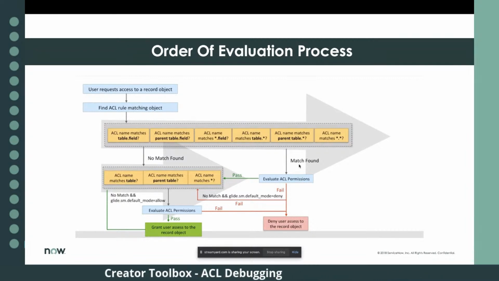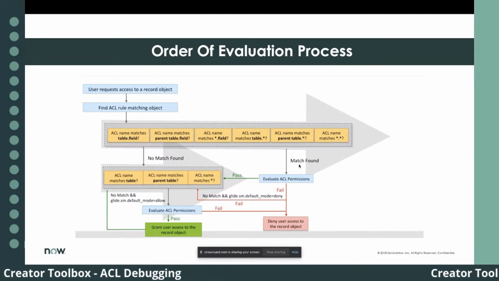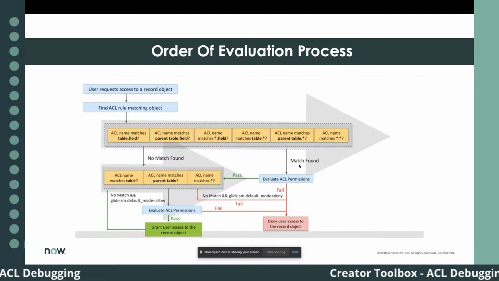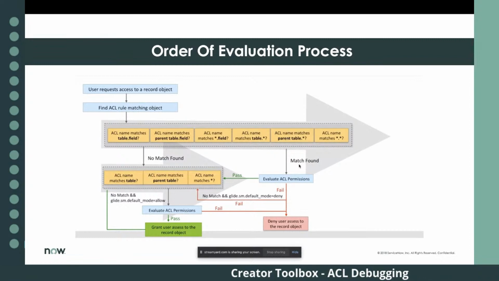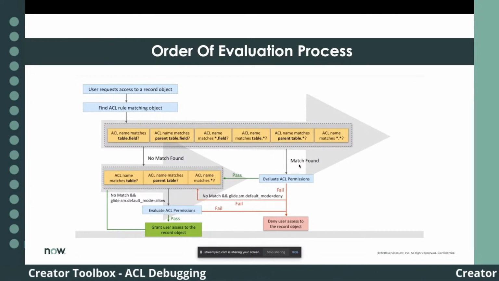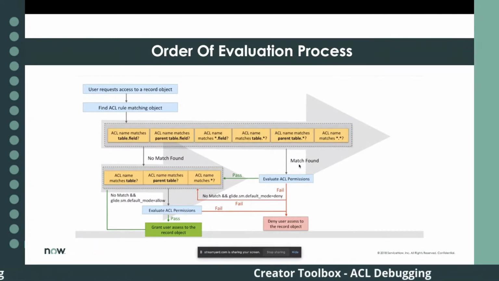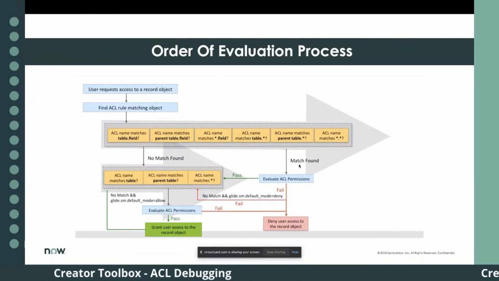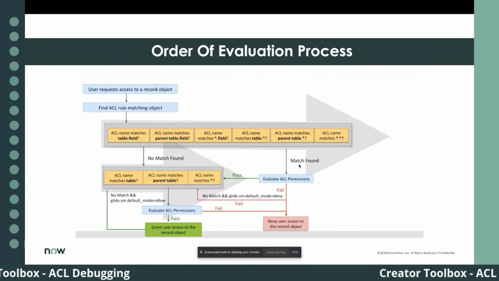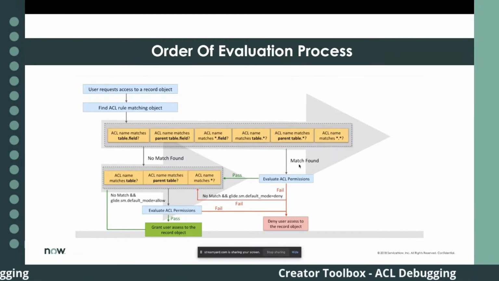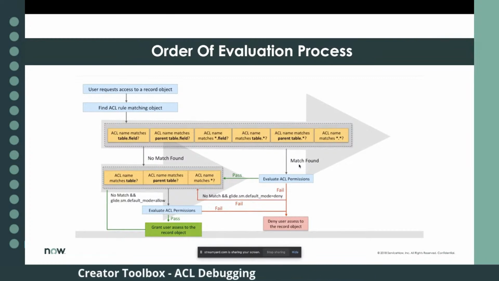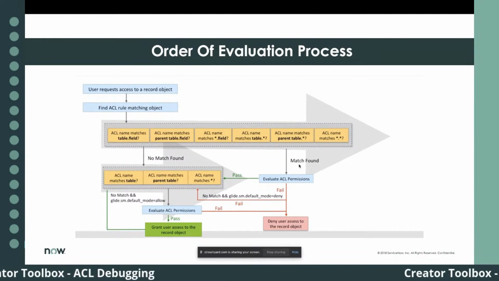if an incident dot any field ACL is created, I mean table dot star. If that ACL is also not there, it will check the parent table, task dot star. If that ACL is also not there, it will try to match any table and any field, star dot star. If none of these ACLs match, it will deny the access. So it works its way up from very specific to very general. That's on the test, kids. I'm pretty sure you want to pay attention to this.